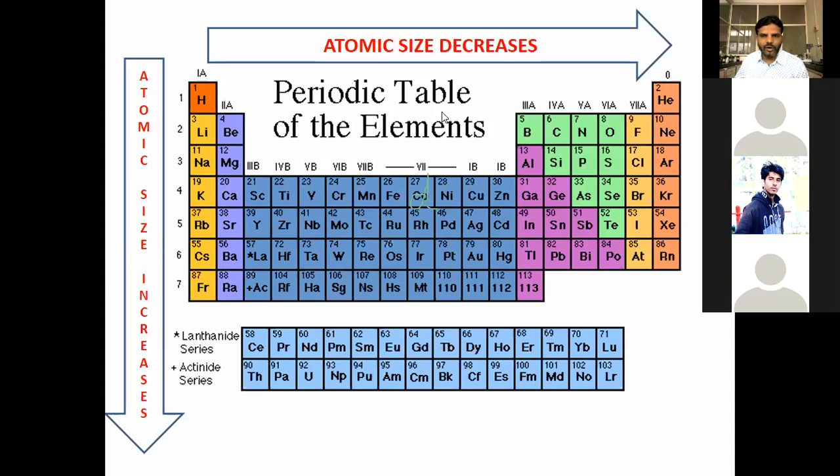When we go from left to right in the periodic table, there is no change in the shell number. New electrons are added within the same shell. That's why the atomic size is going to decrease from left to right.